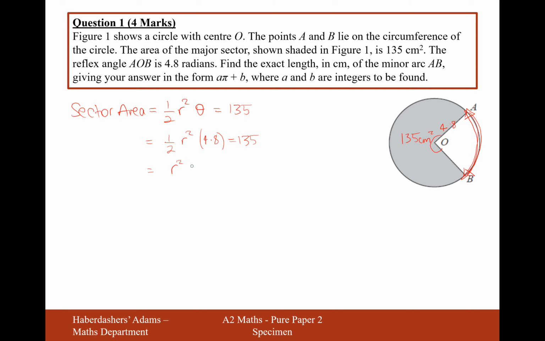135 divided by 2.4 gives us 225 over 4. And I'm pretty sure you can square root both of those. Let's now square root, only taking the positive root here, 15 over 2, or in other words, 7.5. So r, just r here, not r squared, is 7.5 centimetres. Great, now that we have the radius of the circle, now we can work out the minor arc.